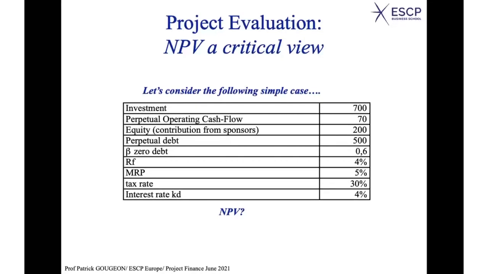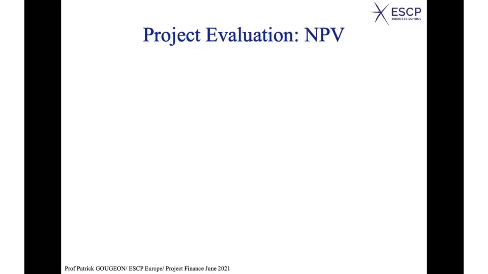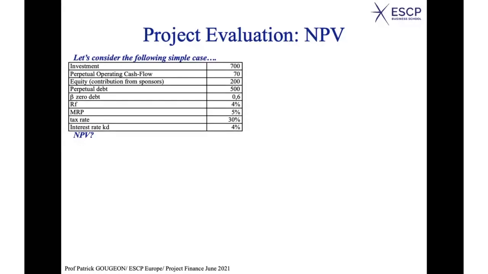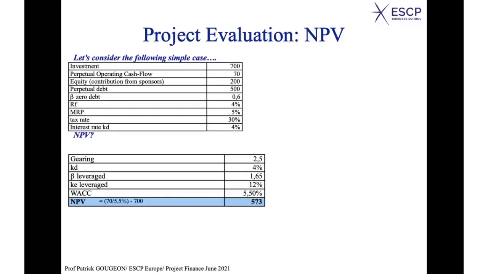So let's have the evaluation. Here, I'll just remind you the data. The NPV will be obtained like this. What is the gearing? 2.5. Why? Because we have 500 of debt for only 200 of equity. So the debt equity ratio is 2.5. The cost of debt is 4%.